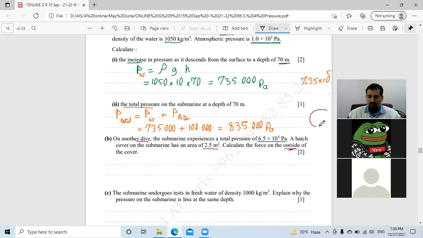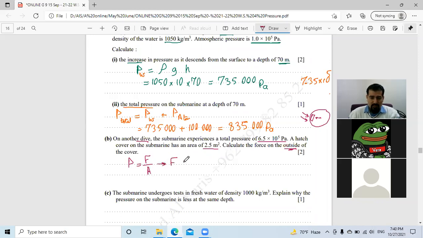So there's a submarine, there's a hatch here. They ask about the force from outside. Why didn't they ask for the average force or the resultant force? Because there is a pressure from inside, and we would have to subtract it, but they didn't give it to us. Maybe it's atmospheric pressure, maybe it's more than atmospheric pressure, we don't know. So we know that pressure equals force over area.